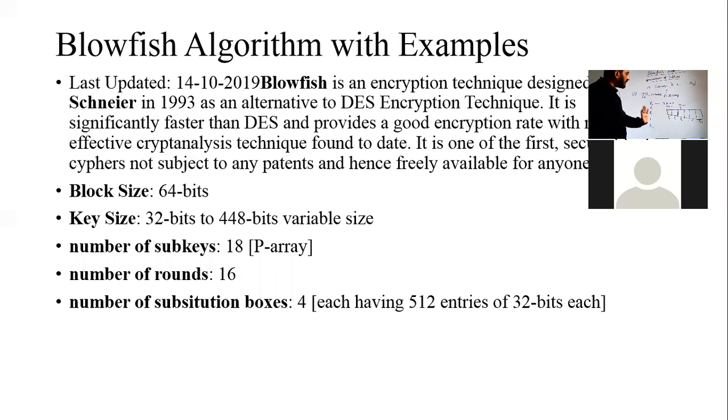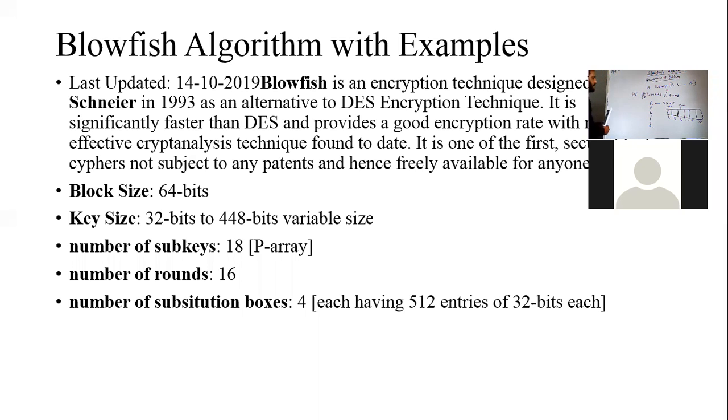Let us suppose, for example, this is our array. The first cell is represented as P0, this one P1, this one P2, and so on up to P17. And each P array is of 32 bits.